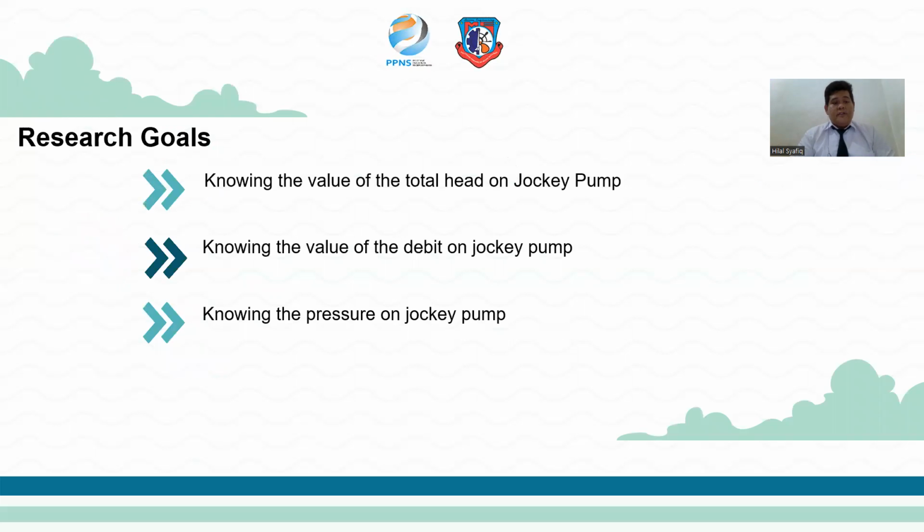And then my research goals. The first is knowing the value of the total head on the jockey pump. The second is knowing the value of the debit. And the last is knowing the pressure on the jockey pump.